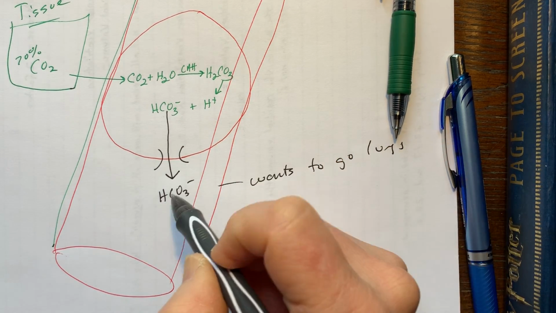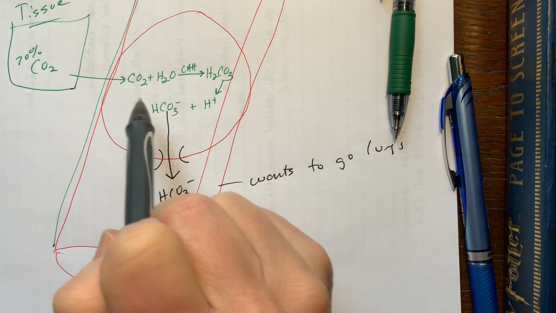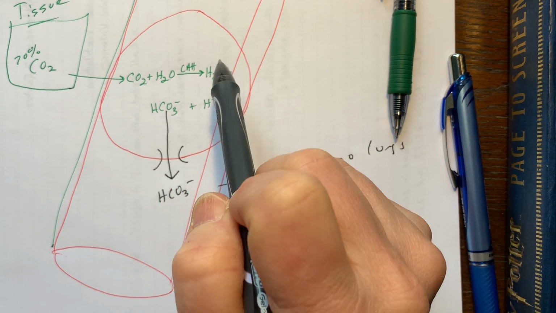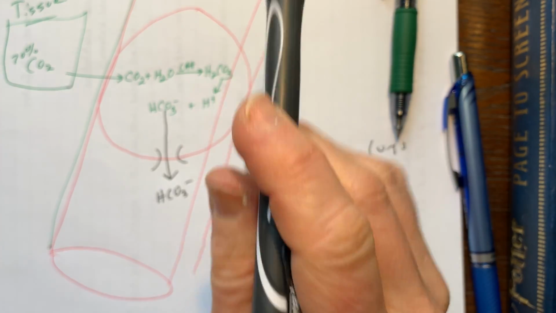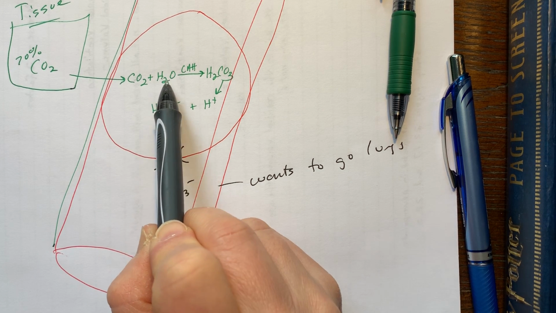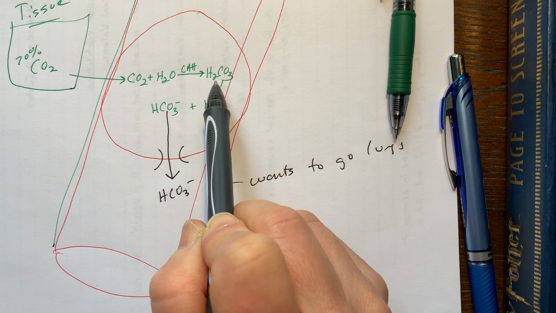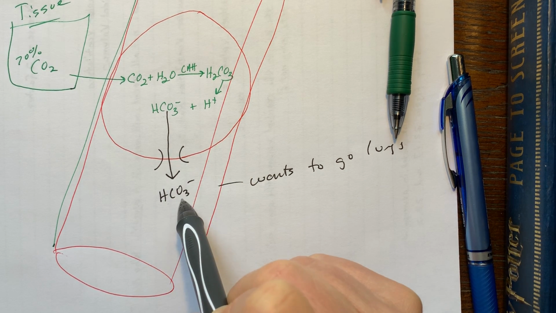Because why? Because we want to get rid of CO2, okay? We just got it out of the tissues. We're traveling on the subway of the capillary to the lungs. And once it's in the lungs, we're going to get rid of the CO2, and that's what I'm trying to show you. So here at the tissue level, CO2 crosses, hooks up with the water in the presence of carbonic anhydrase, makes carbonic acid, which quickly dissociates into HCO3 negative.